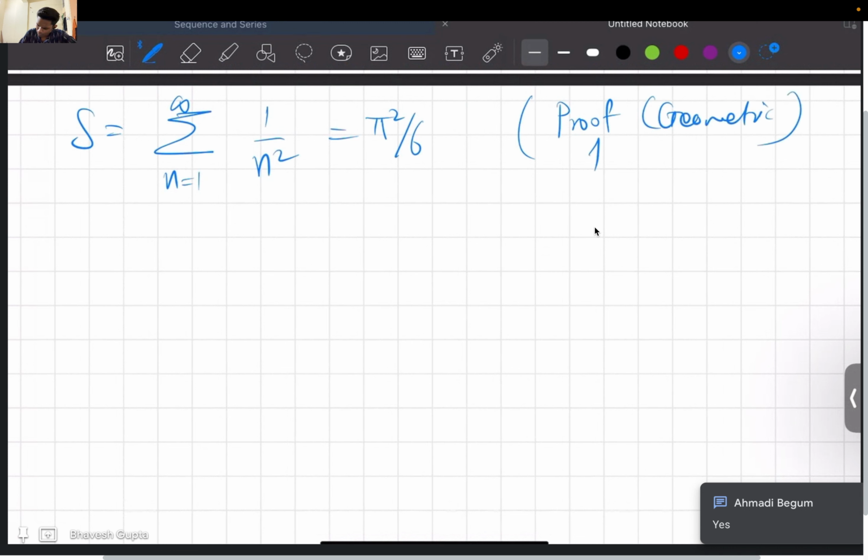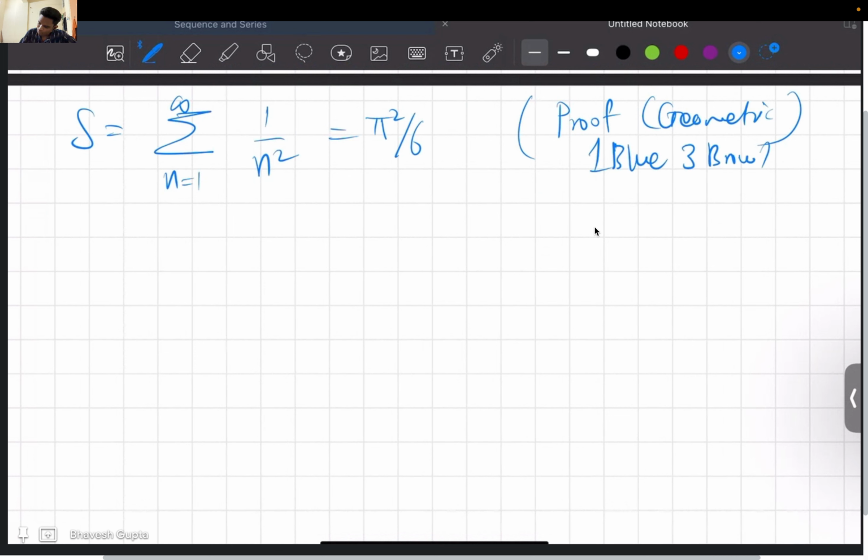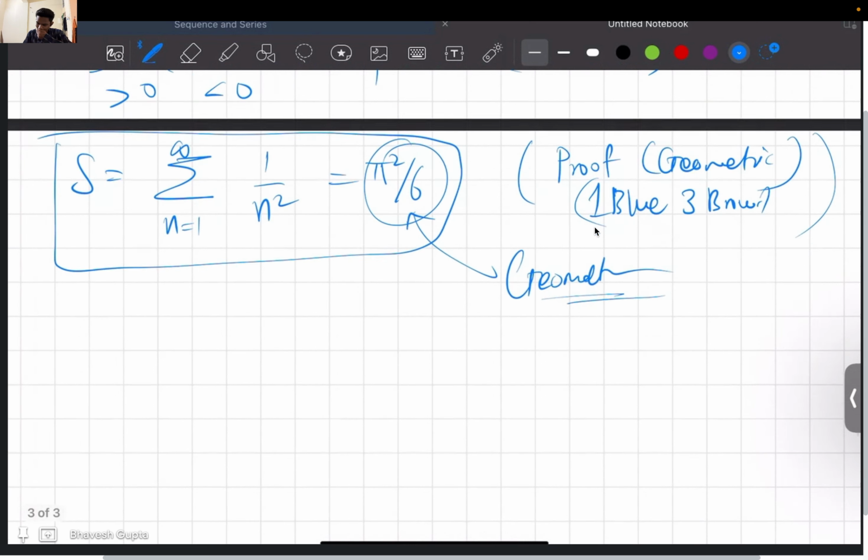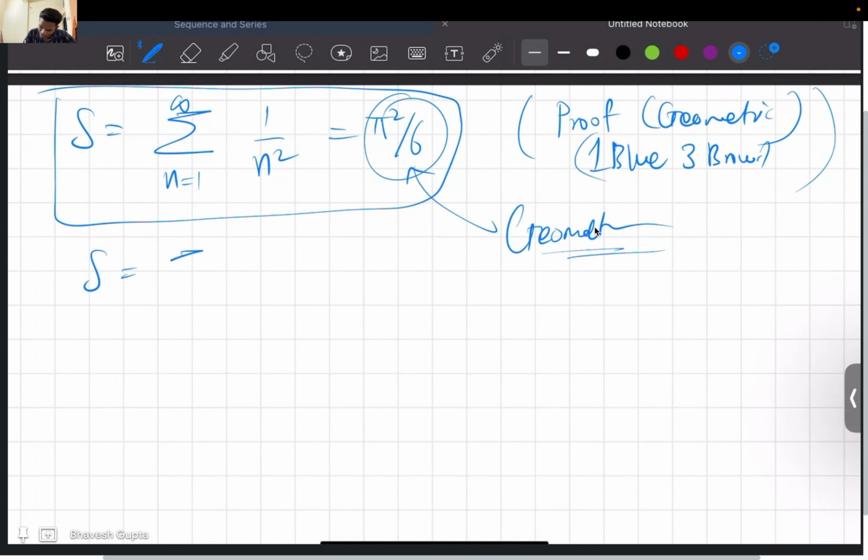There is one video by the YouTube channel 3Blue1Brown. You can check this video. He will show why this sum equals pi squared over 6 geometrically, without doing any algebra, because this pi squared over 6 is very deeply rooted in the idea of geometry. The reason I picked this example is that the moment you add an oscillatory term here, this becomes a headache.